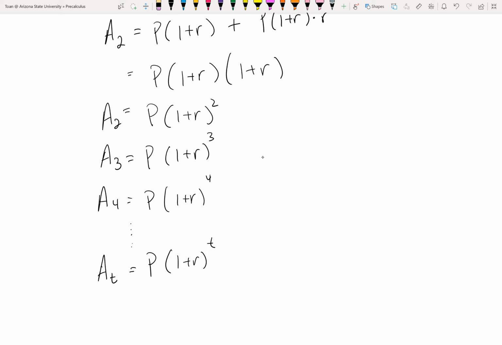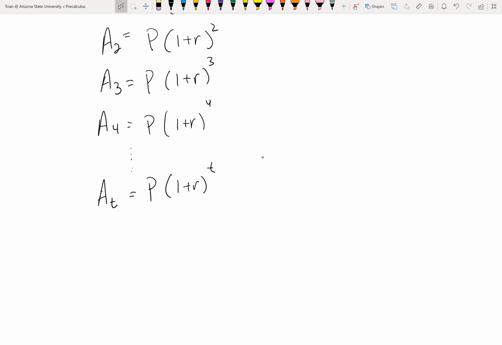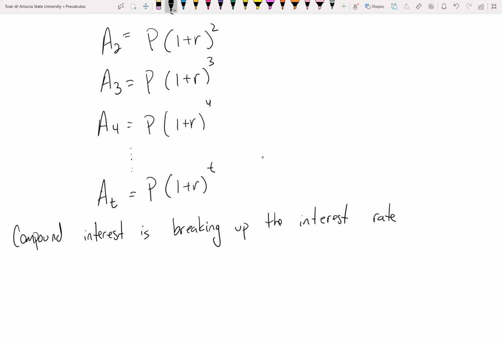So that's what compound interest is. Compound interest is breaking up the interest rate and distributing it or applying it over the course of a year.